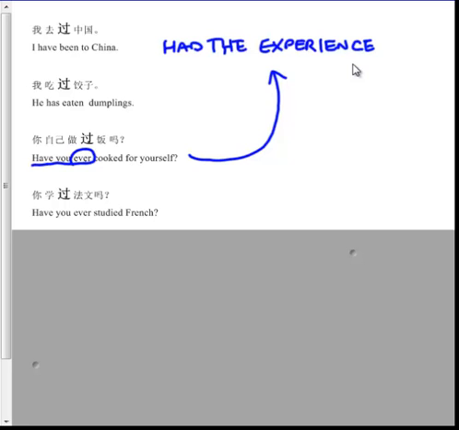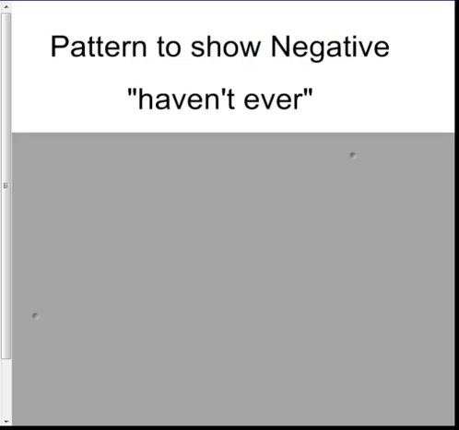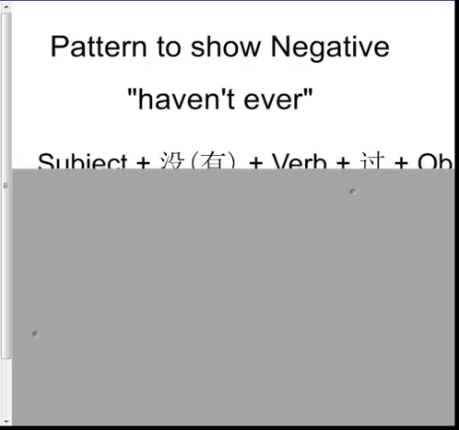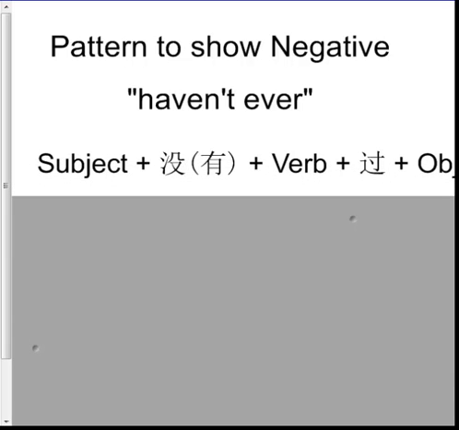Okay, now very briefly, let's take a look at the negative. The negative is pretty simple. You just add the word "mei" or "meiyou" into the pattern. The tricky thing, potentially, is that we keep the word "guo" in here.